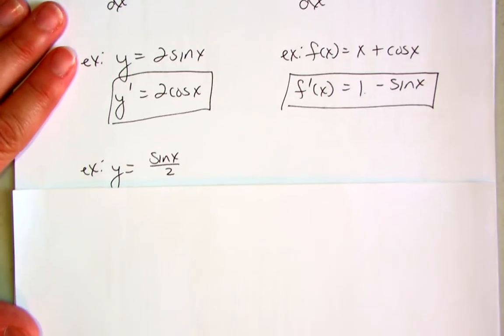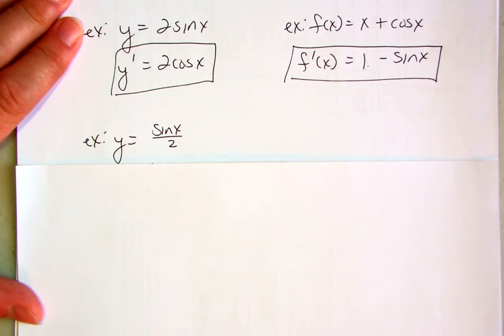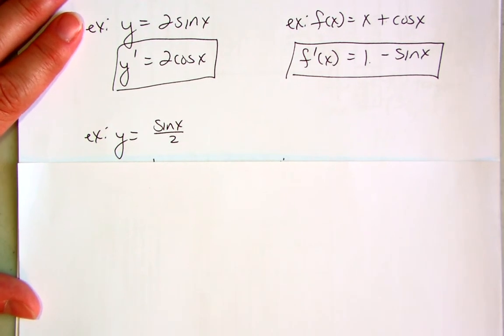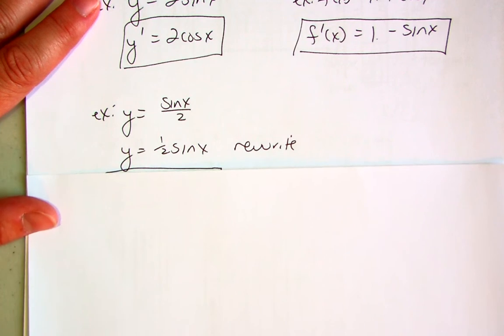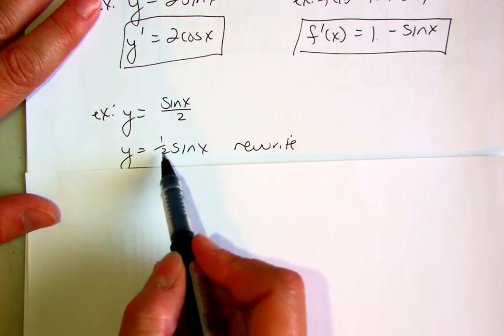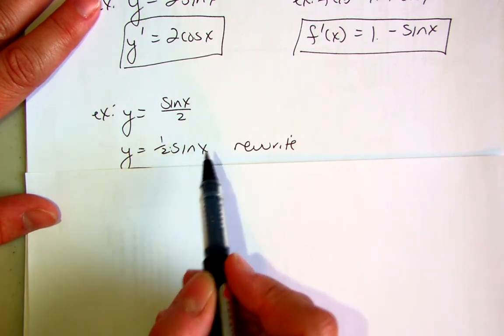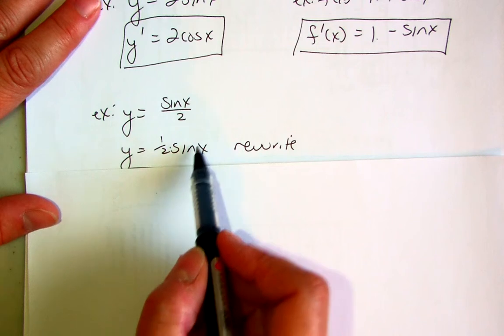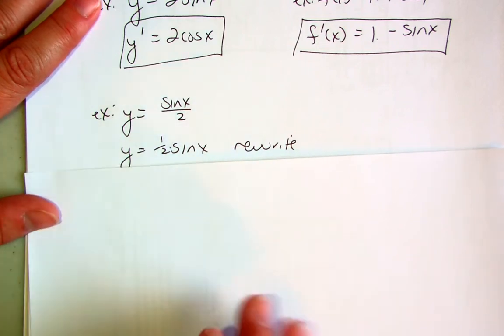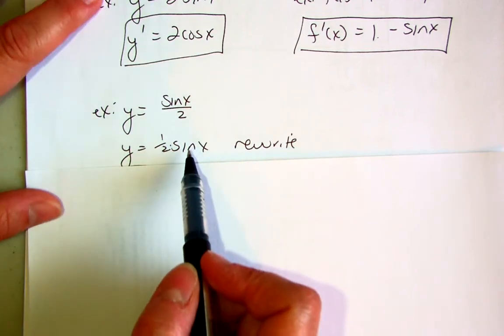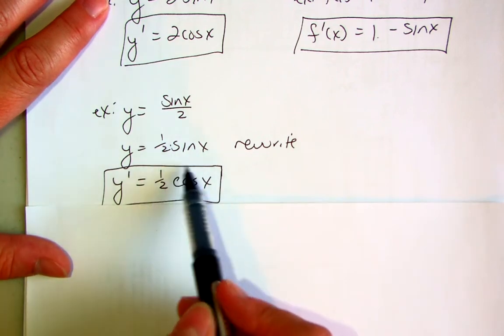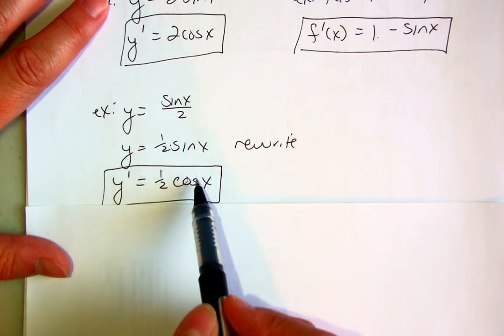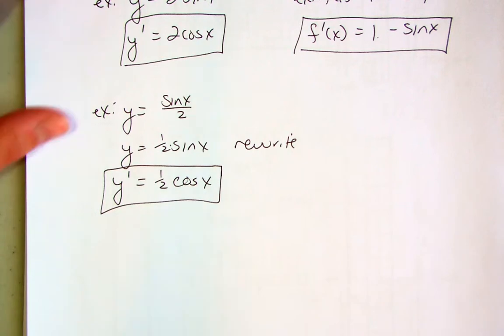Let's do another one with trig. y equals sine x over 2, and I ask you to take the first derivative. First thing I'm going to do is rewrite it so I can see my constant out front times my function that I know how to take the derivative of. That's going to follow the constant multiple rule. So I leave the 1/2 alone, and I take the derivative of sine of x, which is just cosine x. Done.